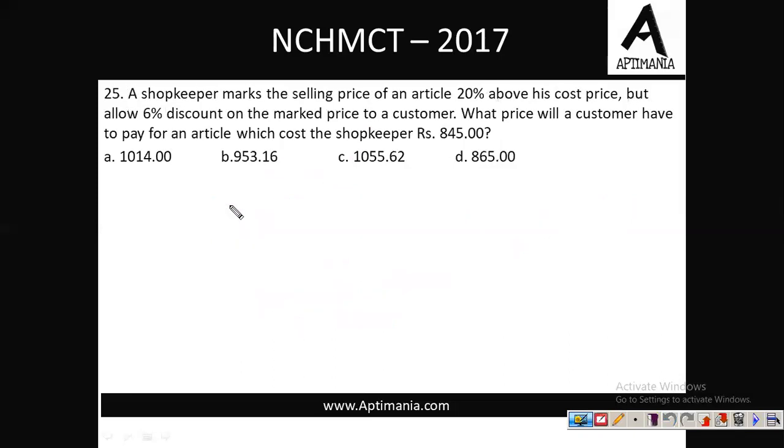Question number 25. A shopkeeper marks the selling price of an article 20% above his cost price but allows a discount of 6% on the marked price to the customer. What price will the customer have to pay for an article whose cost price is this? Now the cost price is 845 rupees. The marked price is 20% more than this cost price, so this is basically 120% of this 845. Fine, 20% more than cost price means 120% of cost price, and there is a discount of 6%.